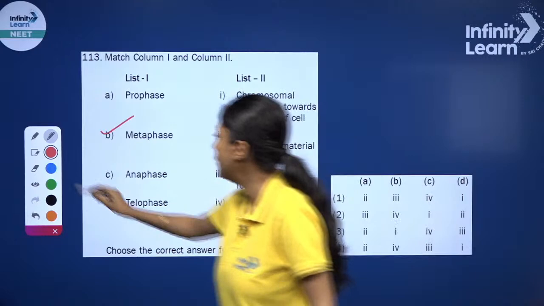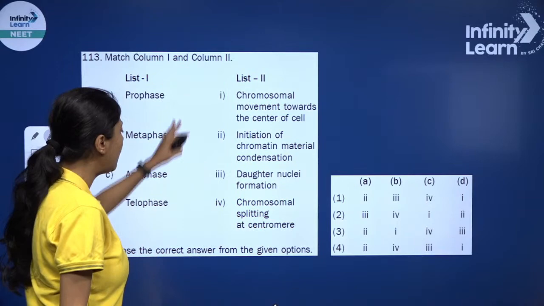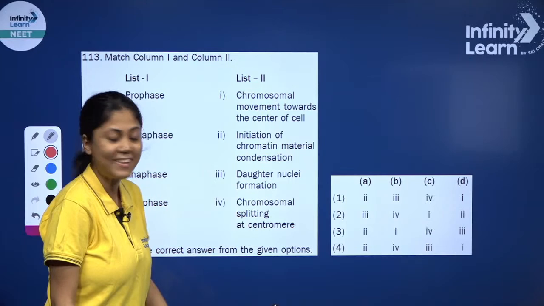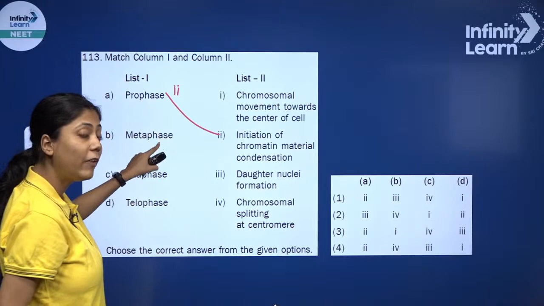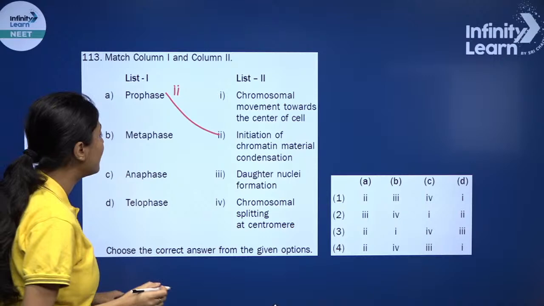Next, match column 1 with column 2. Match the following comes in a huge number in your NEET examination. The first one, prophase. What happens in prophase? Initiation of condensation of the chromatin material. Two, what happens in the metaphase? The chromosomes are arranged in the equatorial plate, one of the characteristic features, so the chromosomal movement towards the center of the cell.